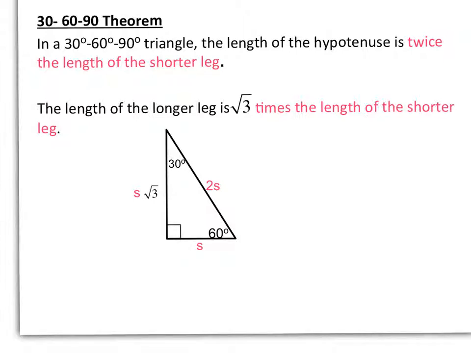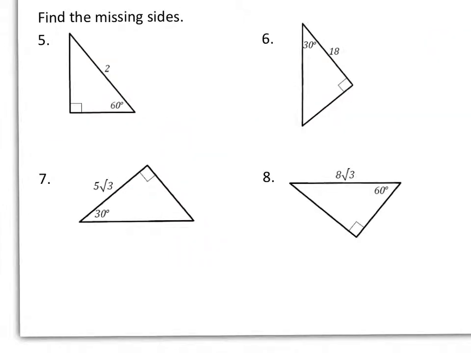So to figure out which leg is shorter than the other, remember, go by your angles. So your shortest side will be opposite your shortest angle. So my shortest side is always opposite the 30 degree angle. The longer side will be opposite the 60 degree angle. And then your hypotenuse is always opposite the right angle. When finding missing sides in a 30, 60, 90 degree triangle, you always want to find your shorter side first.